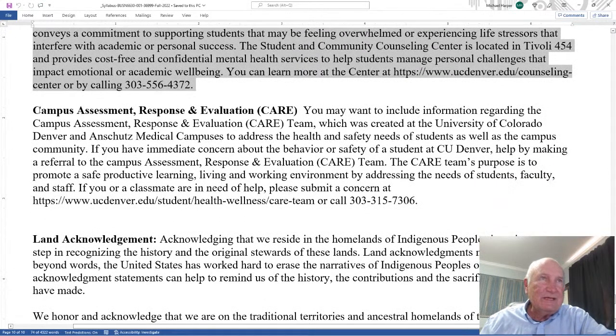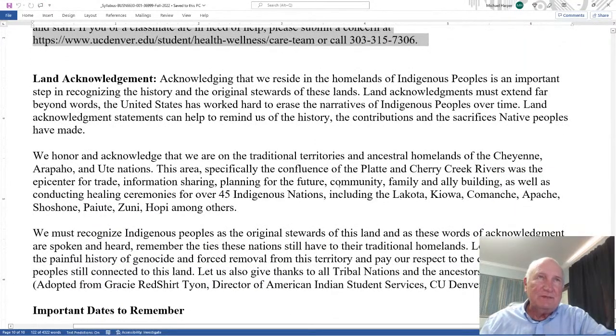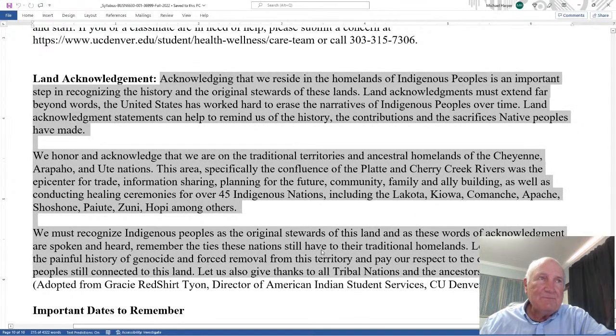The CARE team. Here's the CARE team again. I've already mentioned it. Land acknowledgement. This is interesting. Now, this is by Gracie Redshirt Tyan, Director of American Indian Student Services. So, again, I understand what she's saying, and I pretty much agree with the principles, but I would go deeper. It's not just about the land.